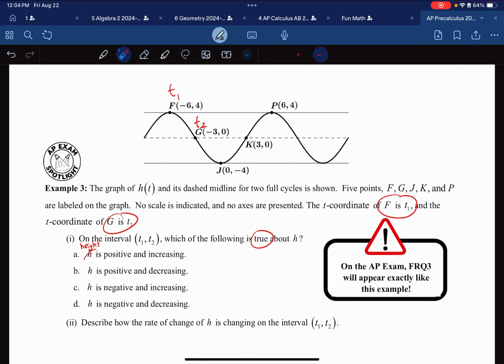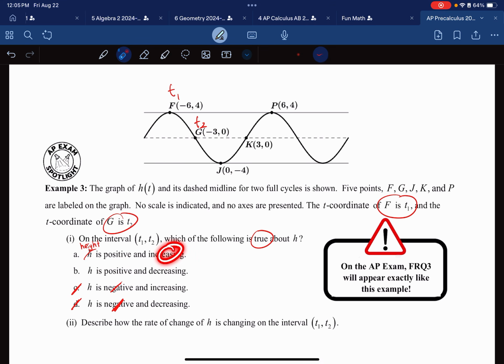What's going on with our heights being positive or negative? Well, look at these Y values. These Y values are both above 0. I mean, once you hit 0, you're at 0. But in between, look, it's parentheses. You're not actually at G. You're right before G. Everything here is above the X-axis. This dashed line is actually the X-axis. So we are above the X-axis, therefore we are positive. So you can cross off negative, cross off negative. It's not C, it's not D. Okay, we know we're positive.